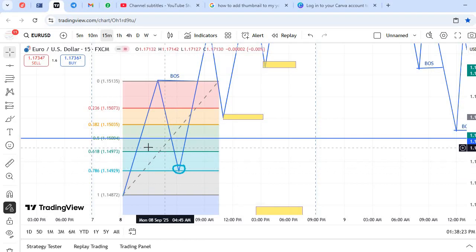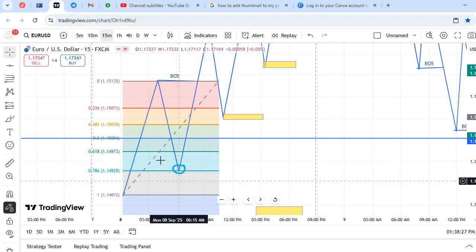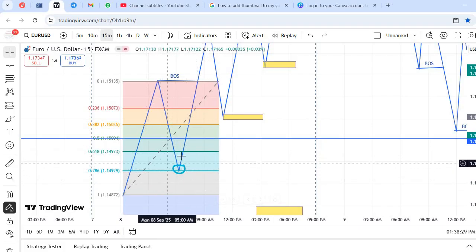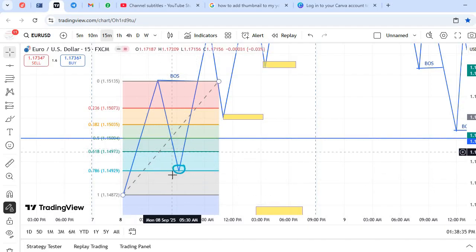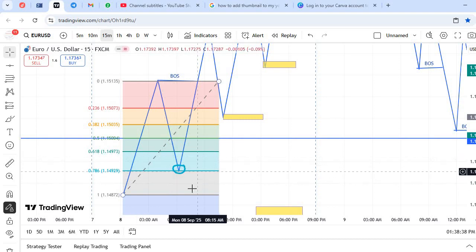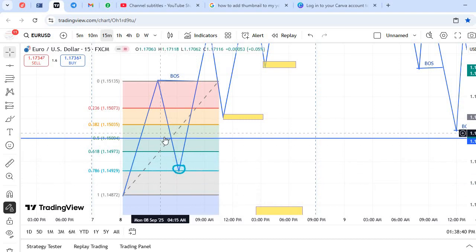Yes, because from this 0.5 below, this is the discount zone. We're down in an uptrend. So this is the discount zone. You want to buy from discount. So from 0.5 below is the discount zone, and from 0.5 above is the premium zone.